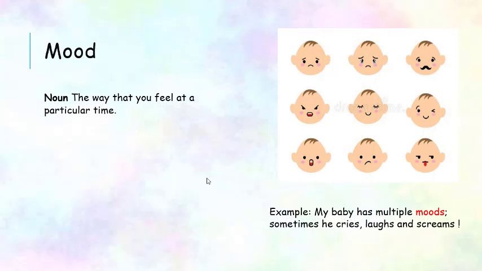The following word is mood. And mood is the way that you feel at a particular time. And mood here is a noun. As an example, my baby has multiple moods. Sometimes he cries, laughs, and screams. So it's so strange.